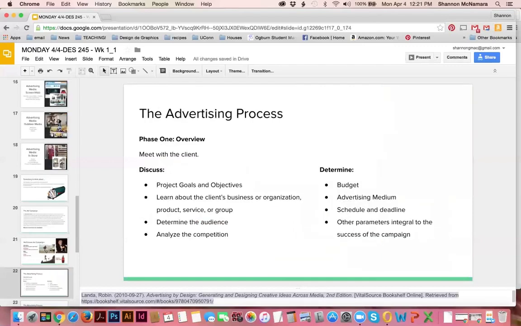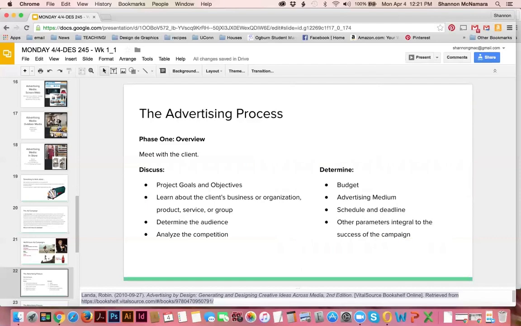Let's see. So, the advertising process. Now, there are a couple of different phases of the advertising process, and this is in your book. I just got the main points, and it's part of your reading this week, but I wanted to go over them in the slides. So phase one is not designing the ad. That is definitely not the first part of the advertising process.